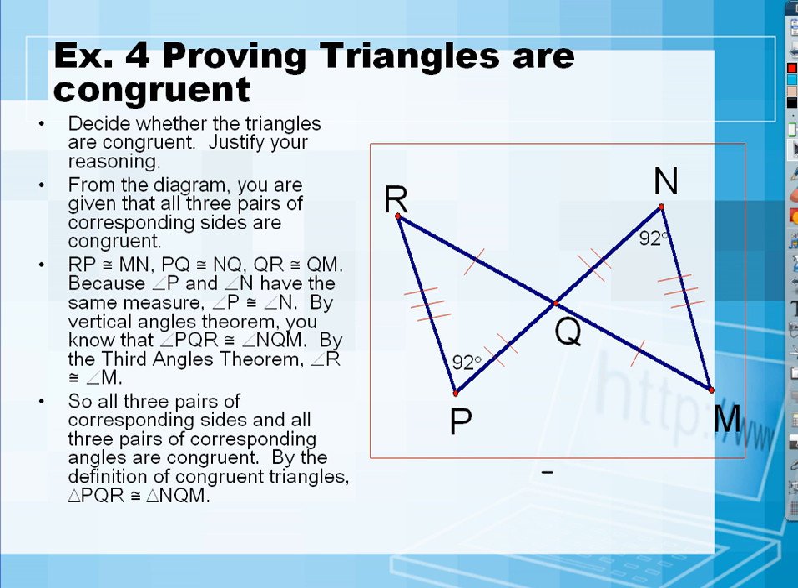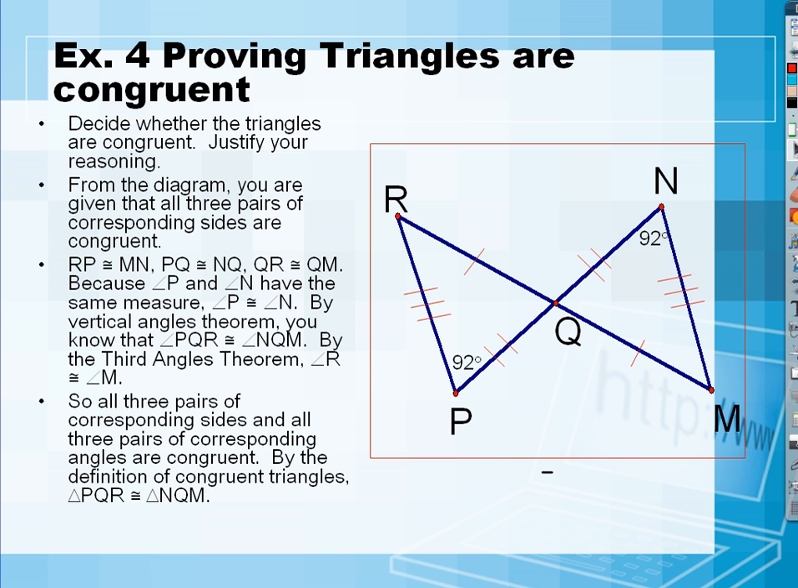Okay, so let's take a look at this now. We're not going to do this one formally. Let's just talk through it though. You got to really super focus on these last two examples because these are the two that are a little bit harder. Decide whether the triangles are congruent and justify your reasoning. Well, they are congruent, but how can we show that they're congruent?